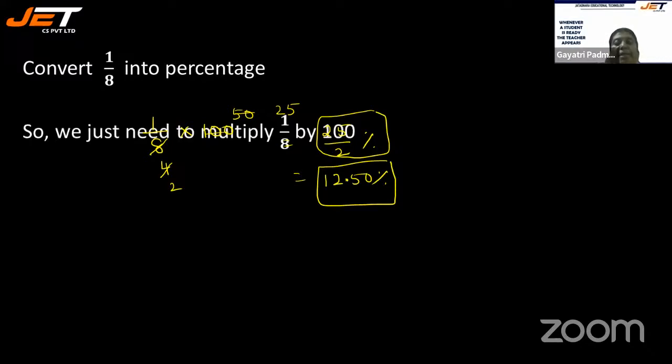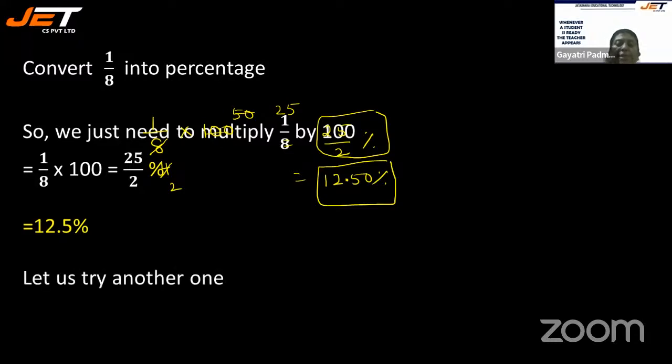Yes. Let's see the answer. So if you have got 12.5% or 25 by 2%, then your answer is perfect. All right, students? Now let's try another one.